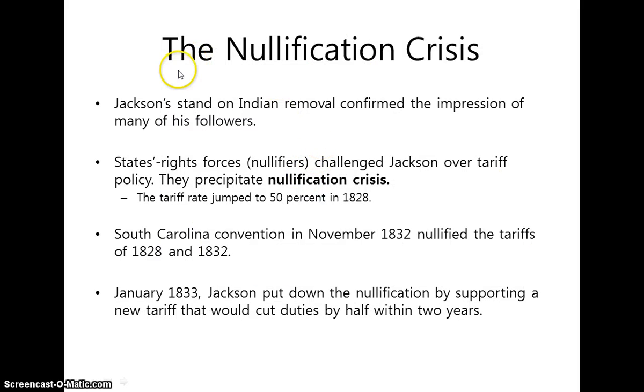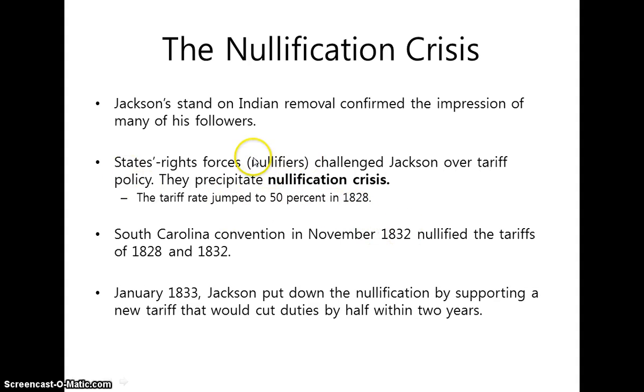Alright, to the next slide. The nullification crisis. Jackson's stand on Indian removal confirmed the impression of many of his followers. So Jackson's idea on the Removal Act caused many of his followers to have a big impression of him. States' rights forces, known as nullifiers, challenged Jackson over tariff policy, which was tax. They precipitated the nullification crisis. The tariff rate jumped to 50% in 1828.